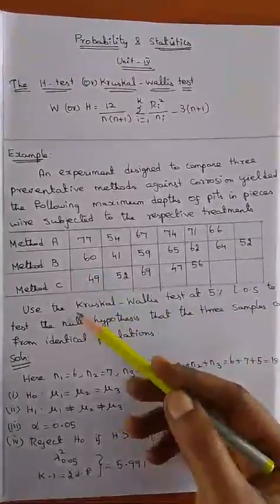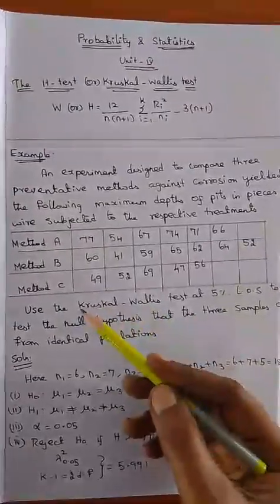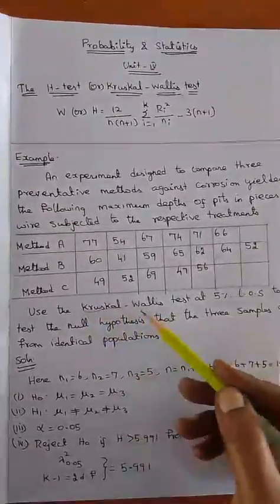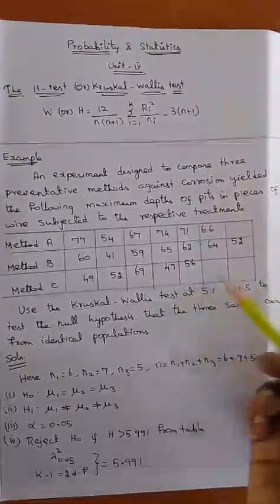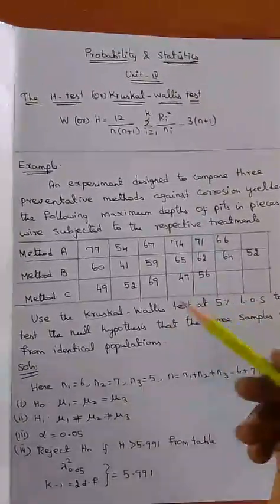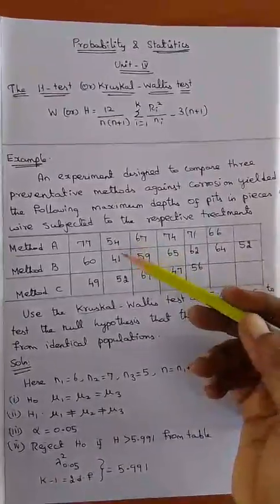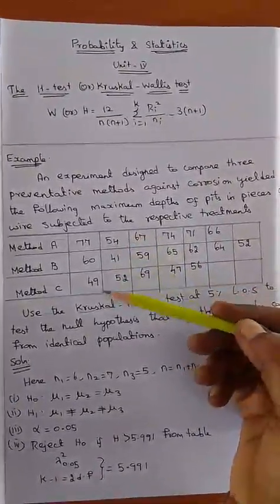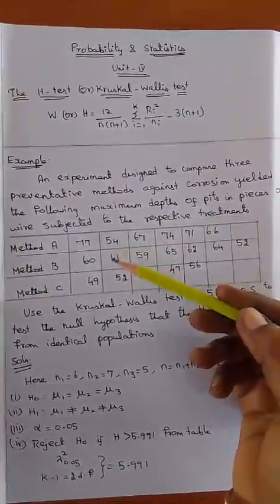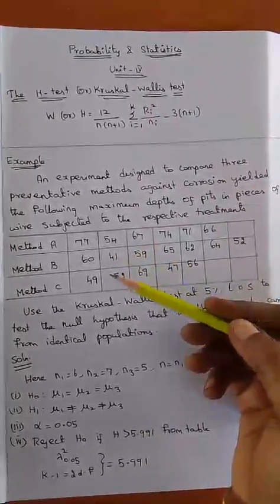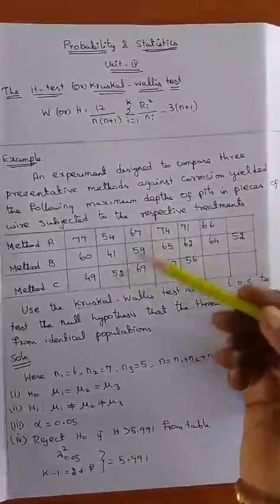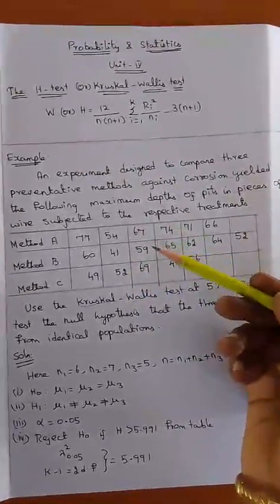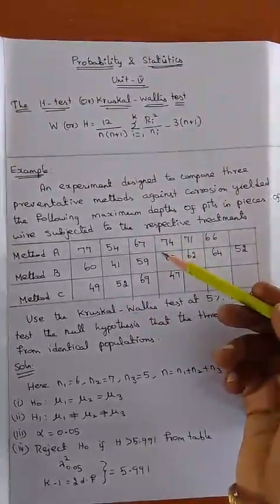First of all, we have to use the Kruskal-Wallis test. In most of the problems in this unit, they will tell which test we have to use. Otherwise, you have to identify it. Here there are 3 data sets. For 2 data sets from different populations, we use the U test. For 3 or more data sets, we use the Kruskal-Wallis test.